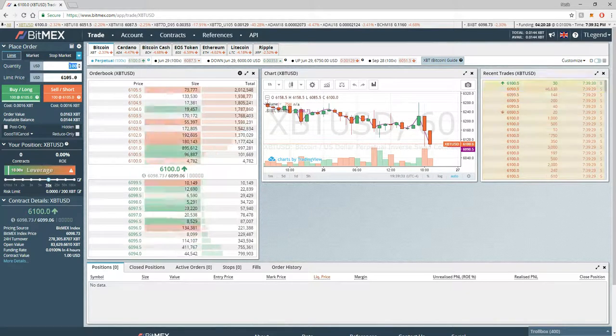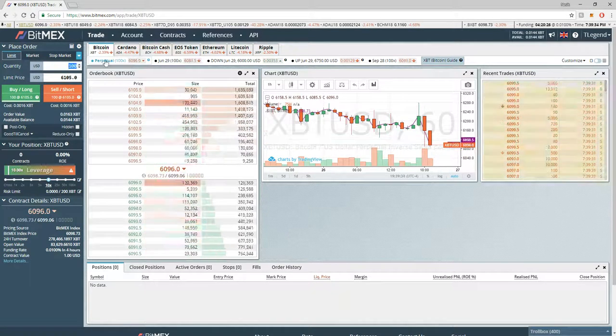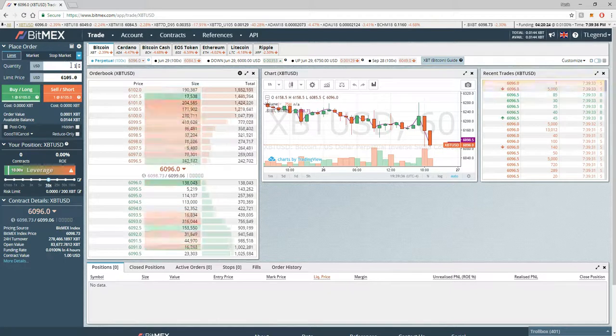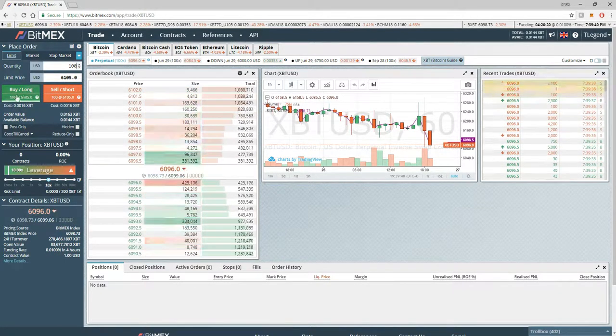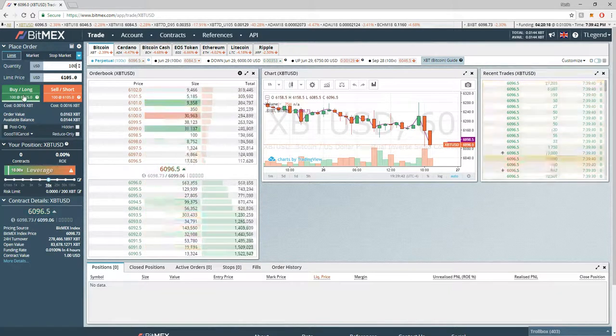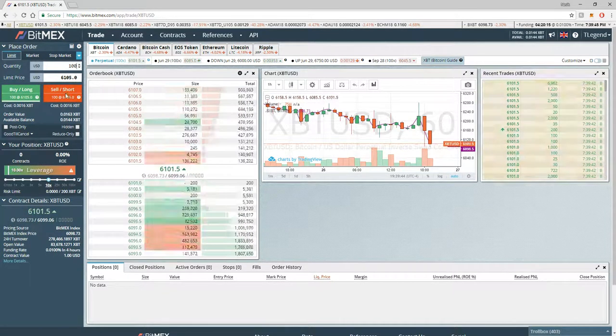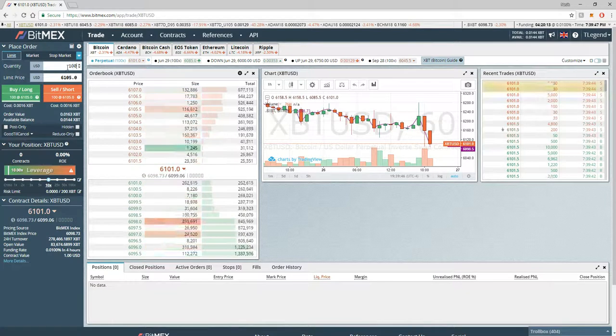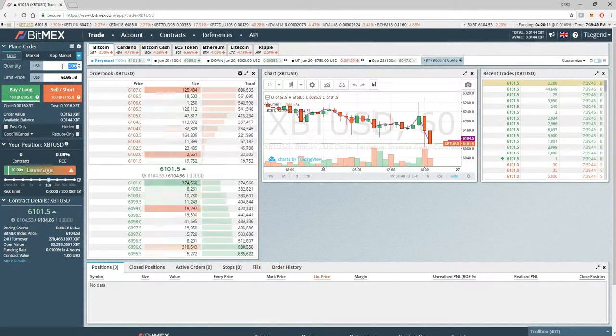Each dollar here is called a contract. If I put in $1, that's one contract. If I put in $100, it's called 100 contracts. This is the button you would click to long it, and this is the button you would click to short it. So let's say we're willing to play with $100. I click on 100.